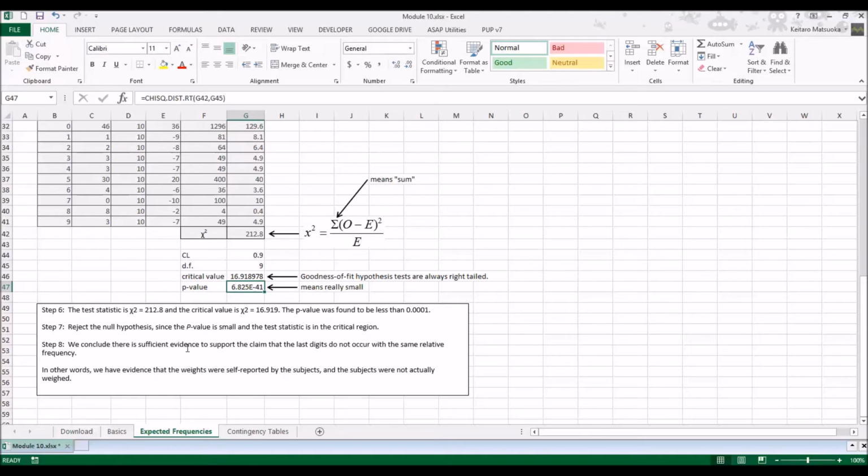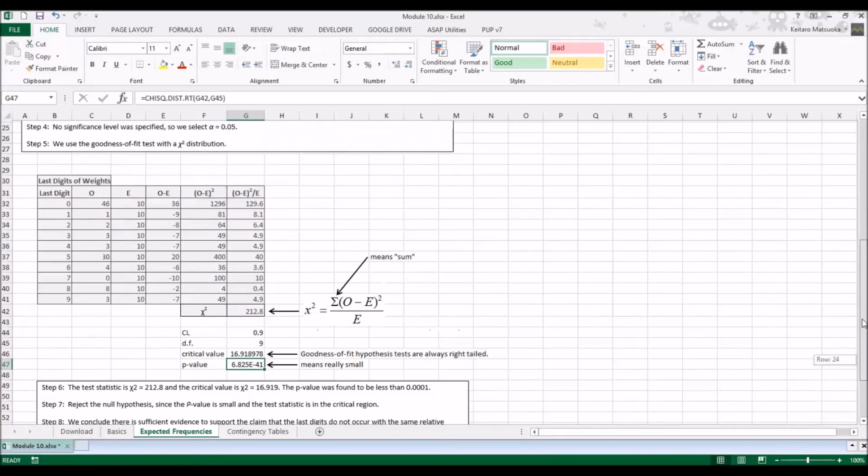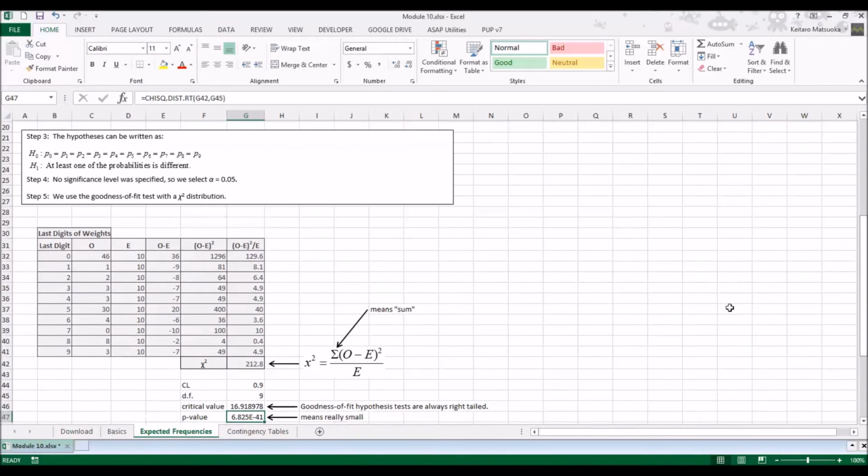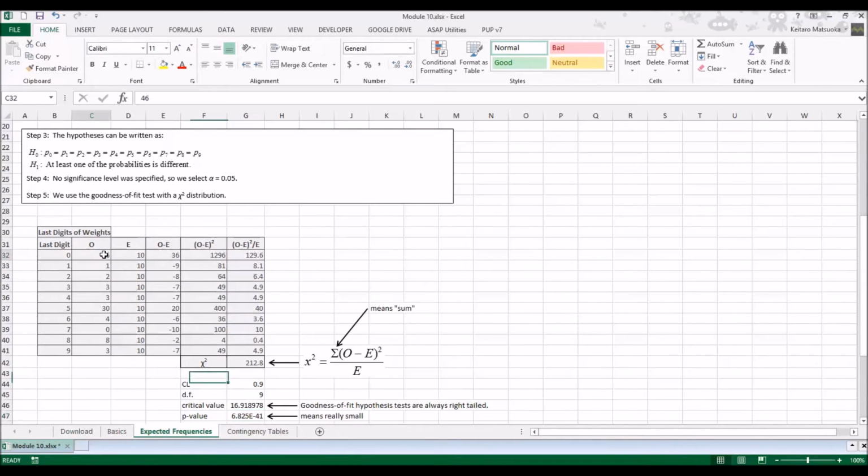The conclusion is that there is sufficient evidence to support the claim that the last digits do not occur with the same relative frequency, meaning we have evidence that the weights were self-reported rather than actually measured, and so the subjects were not actually weighed. So if I were the supervisor for this observation, I would have to say go redo these observations.